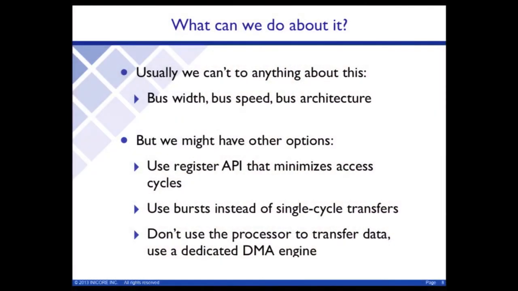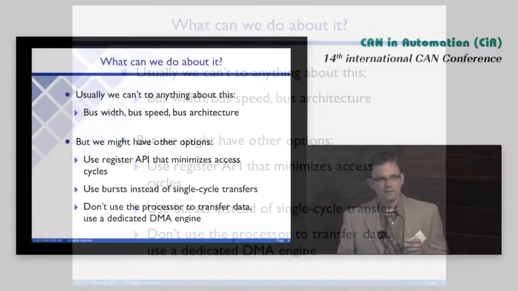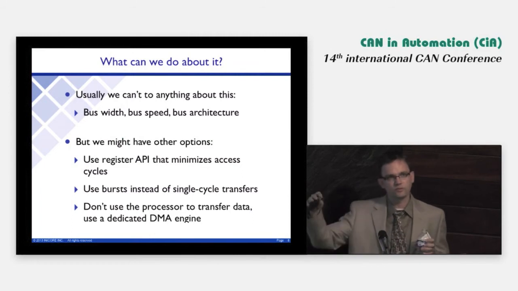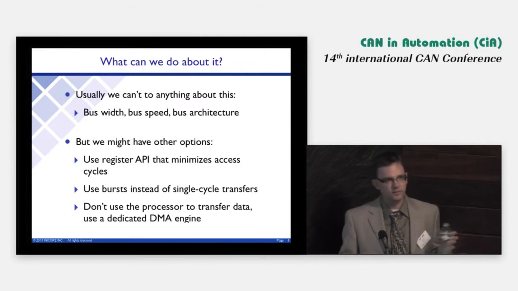So one thing that most of us can't really do anything about is changing the bus width, bus speed, or the bus architecture. But what we can do is define a peripheral that has a register API that minimizes access cycles, that supports burst modes, and, best of all, that we can offload the entire data traffic from the CPU to a dedicated DMA engine. This way, we have a background task that moves the data around, while the processor can do something else.